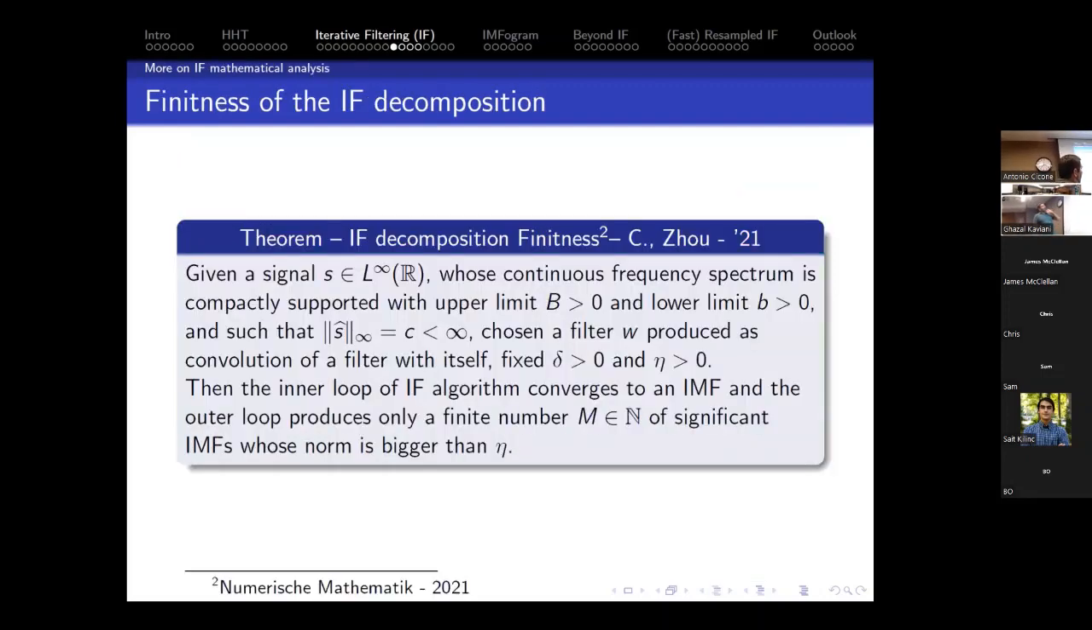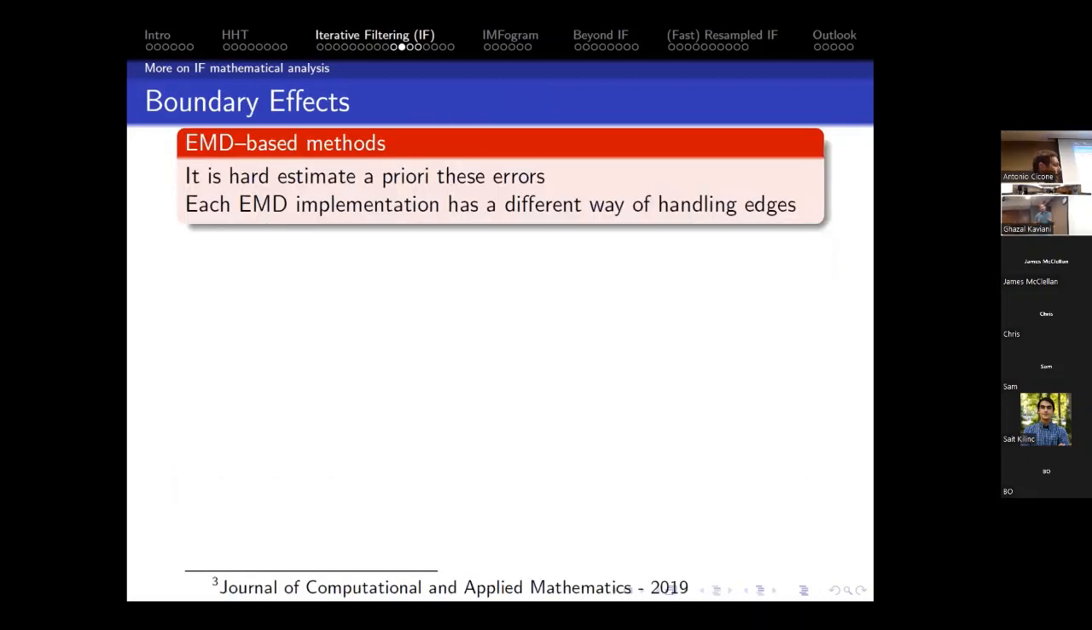Now, more recently, we first of all proved that the decomposition you can get is finite. So you cannot have infinitely many IMFs. But more importantly, we studied the boundary effects. The problem with EMD is that you do not have a convergence guarantee, so you cannot even study how much the boundary can influence your decomposition.